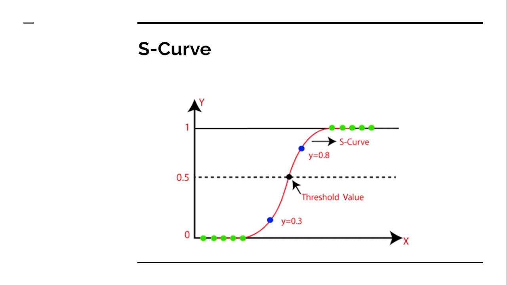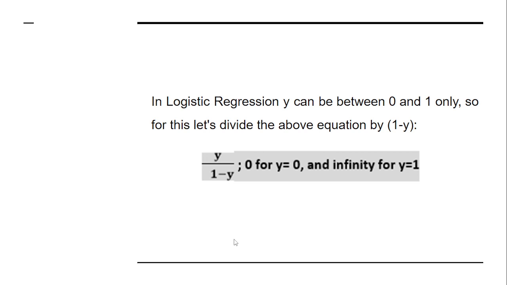You can see it here. The axis starts at 0 and the maximum is 1, so it varies between 0 and 1. This is 0.5, which is the threshold value. Above this we will be fitting to 1, and below this we will be fitting to 0, like this. Fine. So in logistic regression, the dependent variable y varies between 0 and 1.